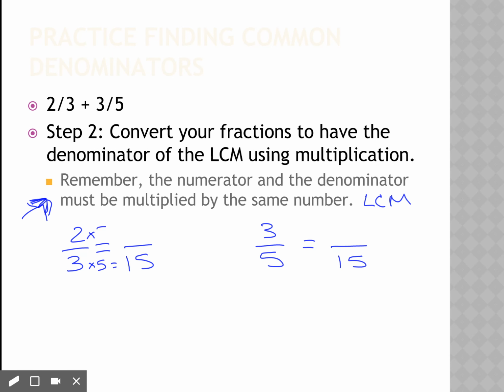So I have to do the same to the top. 2 times 5 is 10. And then 5 times 3 equals 15. So I have to multiply the numerator by 3 as well. And 3 times 3 is 9. So now I have 10/15 plus 9/15.